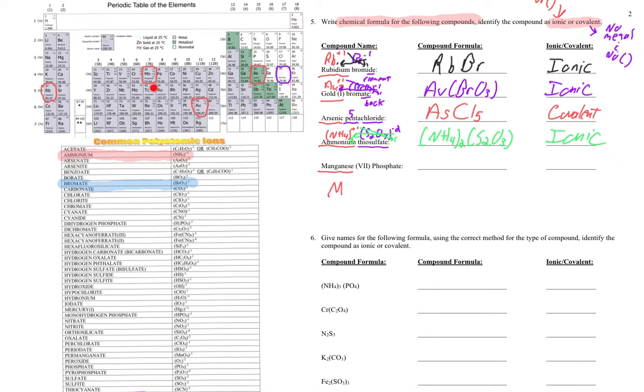Manganese, element 25, Mn. The Roman numeral 7 means that it is +7, which is a possible charge. Phosphate ends in ate. It is down here. I forgot to highlight it. PO4 in parentheses with a -3 charge.